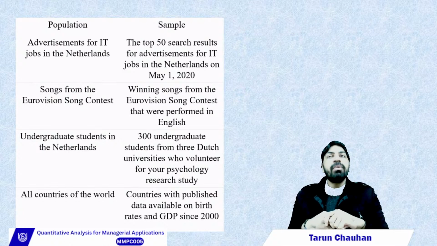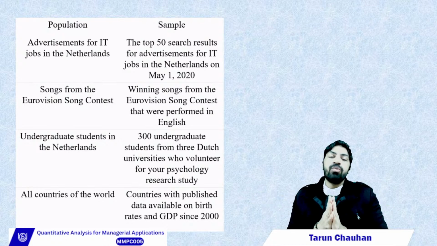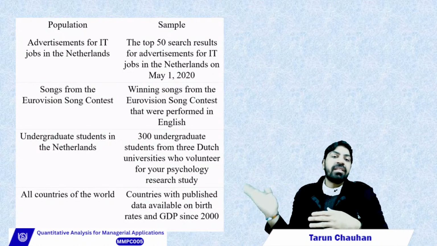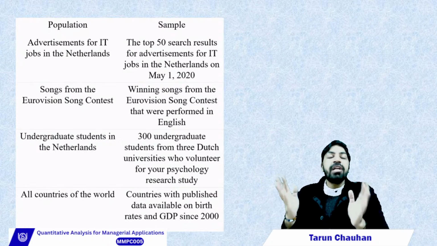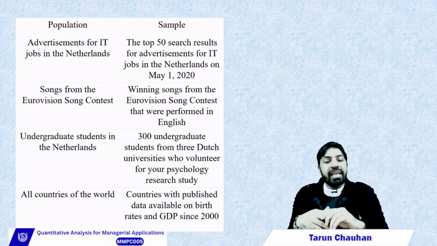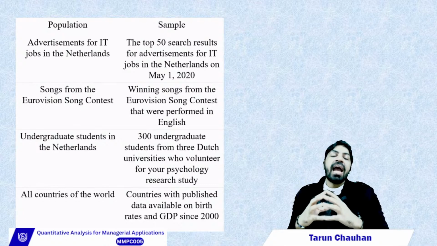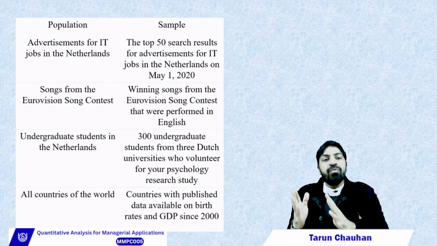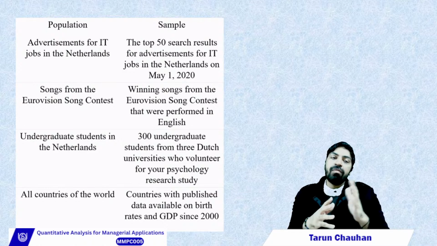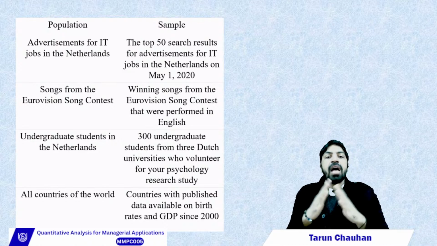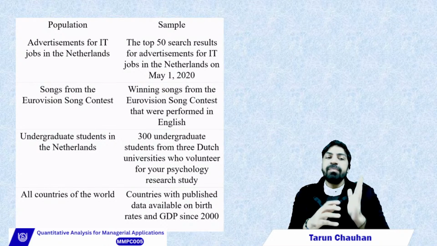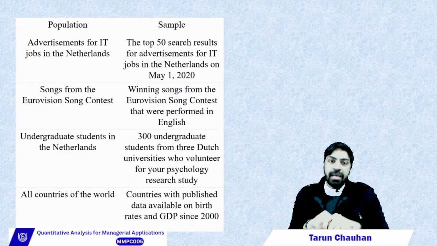When we talk about the population, all the countries of the world, we can talk about any aspect, such as the birth rate or the GDP in the respective years. The countries with published data available related to the birth rate and the gross domestic product since 2000 onwards become the sample from the population. So this is how we can distinguish between the population and sample in respect of these four major examples.